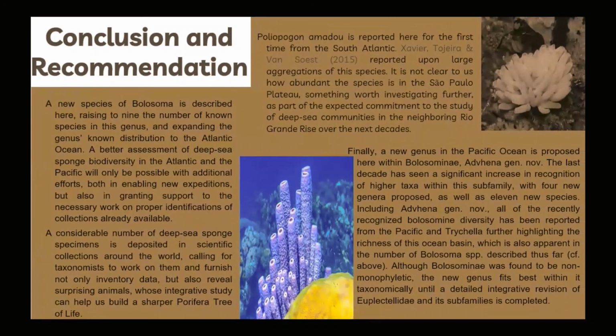For their conclusion and recommendation, a new species of Bolosoma is described, raising to 9 the number of known species in this genus and expanding the genus's known distribution to the Atlantic Ocean. A better assessment of deep sea sponge biodiversity in the Atlantic and the Pacific will only be possible with additional efforts, both enabling new expeditions but also granting support to the necessary work on proper identification of collections already available. A considerable number of deep sea sponge specimens is deposited in scientific collections around the world, calling for taxonomists to work on them and furnish not only inventory data but also reveal surprising animals whose integrative study can help us build a sharper Porifera tree of life.